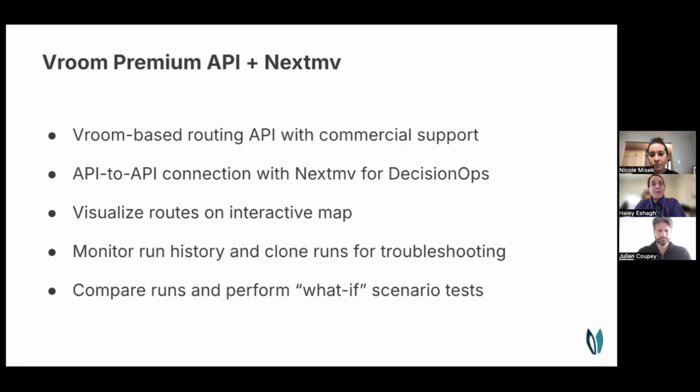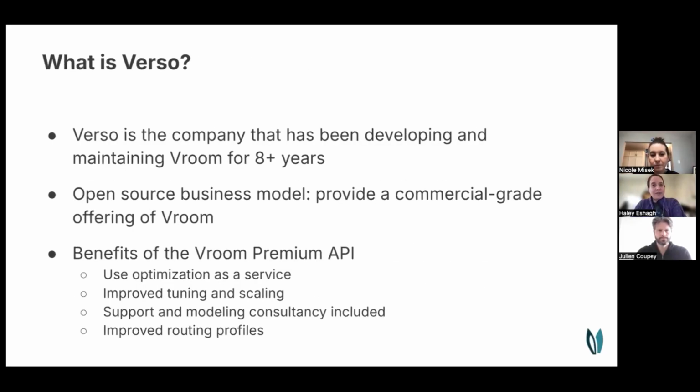But before we dive into that, I'm going to hand it over to Julien to help answer what is Verso. Julien? Yeah, thank you. So as you mentioned, Vroom is the open source software we developed for vehicle routing problems, and Verso is the company we created around it. So it serves as a framework to run the development. Our expertise is optimization, obviously, and we design and implement the whole solving strategy that is under the hood for Vroom.